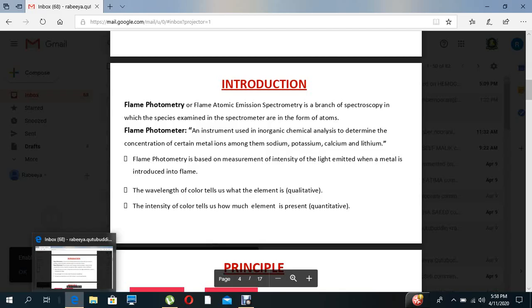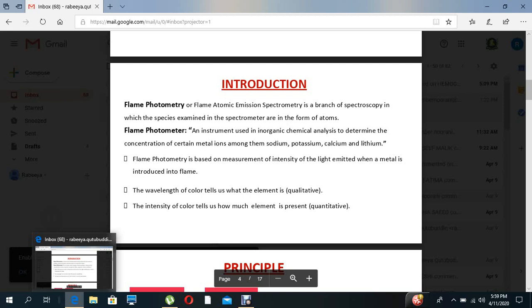Today we'll be discussing flame photometry and its application in a biochemistry lab. Flame photometry, or atomic emission spectrometry, is a branch of spectroscopy in which the species examined in the spectrometer are in the form of atoms. A flame photometer is an instrument used in inorganic chemical analysis to determine the concentration of certain metal ions, among them sodium, potassium, calcium, and lithium.